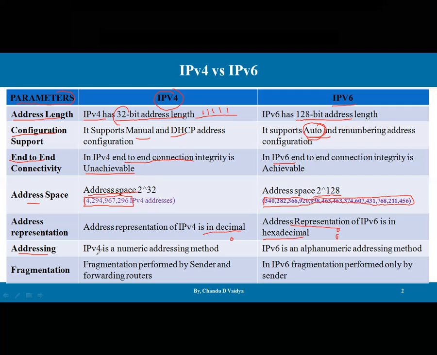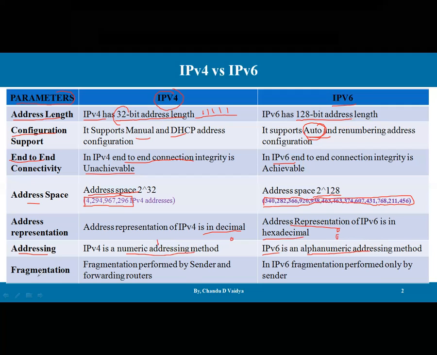In addressing, IP version 4 is a numerical addressing method, where numbers are used, let's say 192.168.1.1, whereas IP version 6 is an alphanumerical addressing method, where mixed characters are available, hexadecimal numbers are also available.